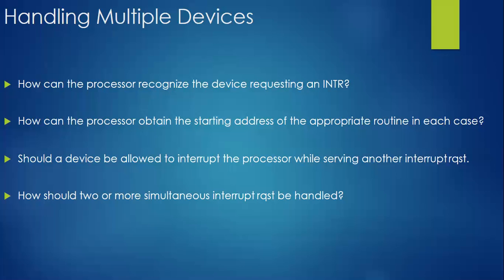Okay, fine. Then the fourth one: how should two or more simultaneous interrupt requests be handled? Like how to identify or how to deal with it. If you have multiple devices connected and they generate interrupt requests one after the other, then fine, we don't have any issue. But if they generate the interrupt request simultaneously, how can we deal with that? For that also we have a topic called simultaneous interrupt request.